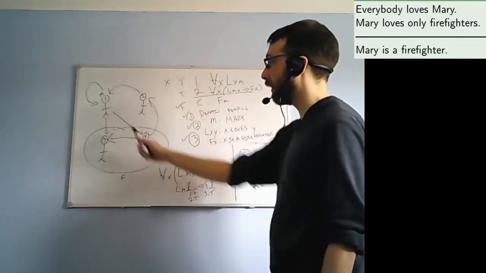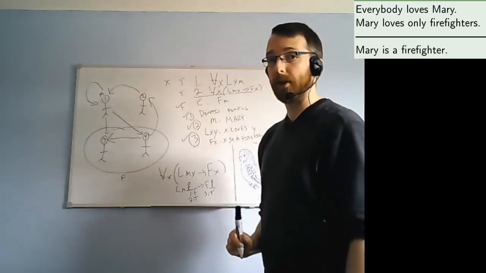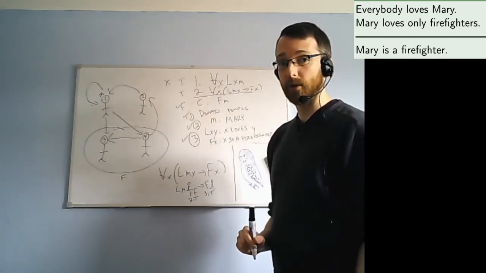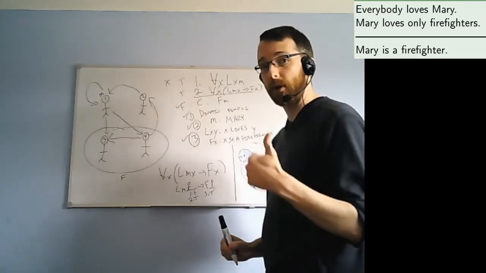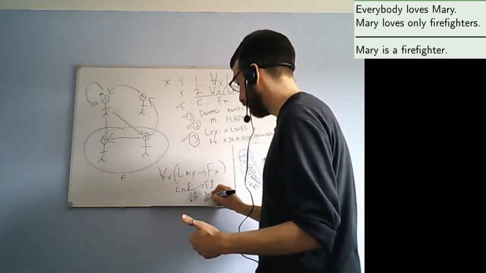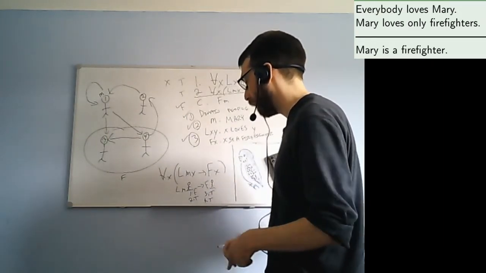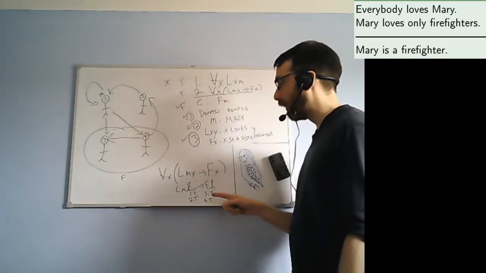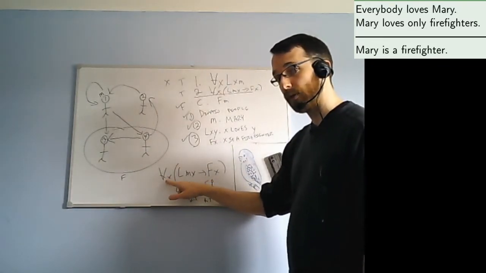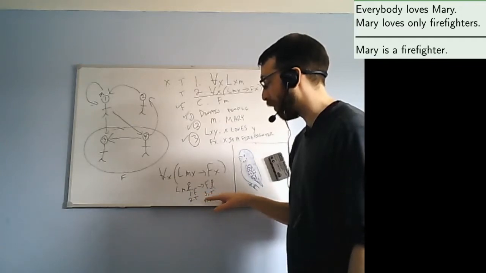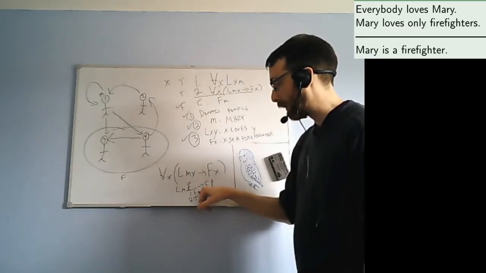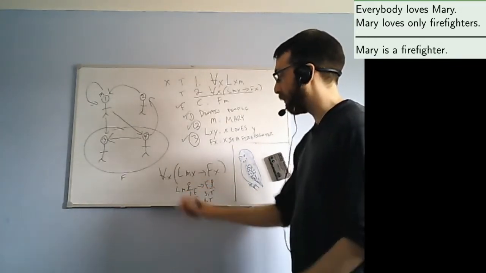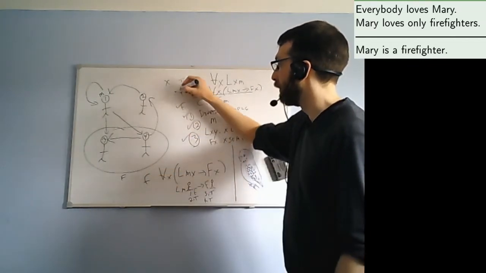Number 4, same again. Mary does love 4, so that's true. 4 is a firefighter, that's true. True, arrow, true is true. Okay, so we've checked all 4 cases. Now remember, we were checking them because of a universal quantifier. That means we needed to make sure all 4 of them were true. But they weren't. Number 1 was false. That means this sentence is false.